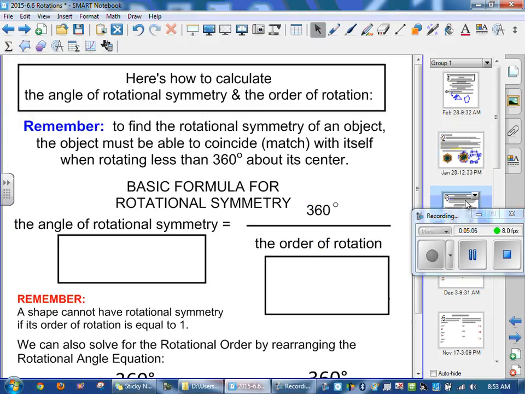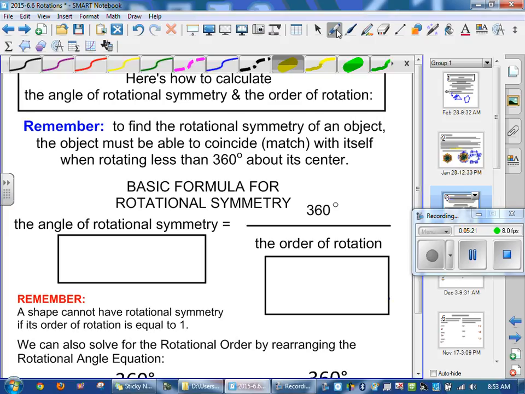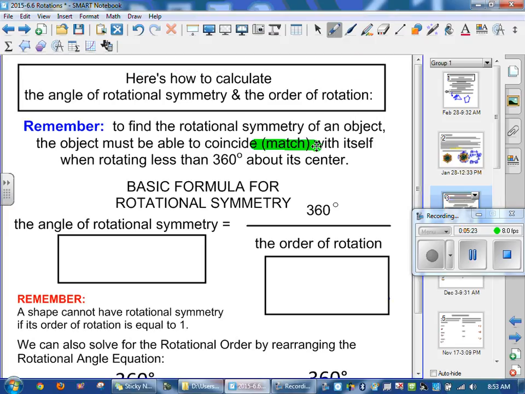It says here's how to calculate the angle of rotational symmetry and the order of rotational symmetry. It says, remember, to find the rotational symmetry of an object, it must coincide, which means match, with itself. So it must match or coincide with itself.